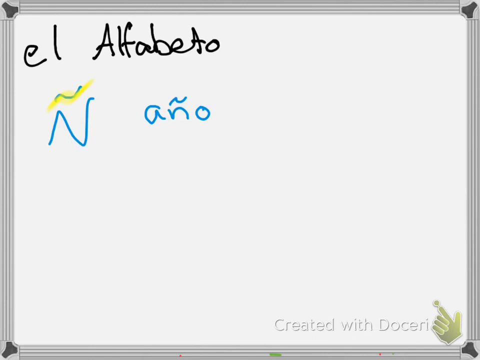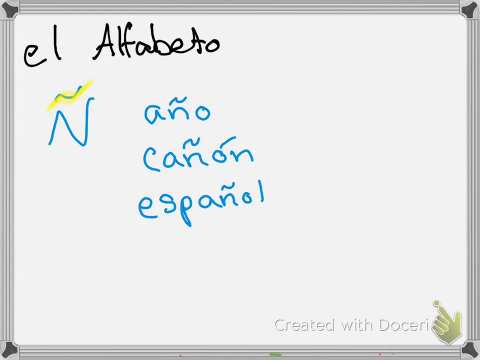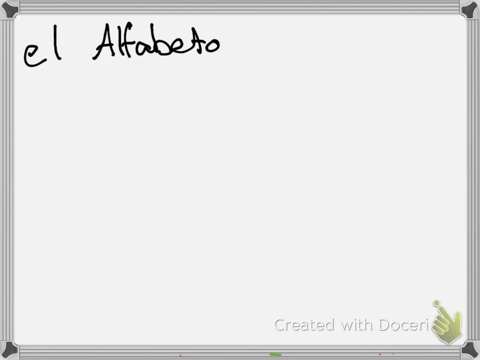Okay. Another example is cañón, which means canyon or cannon. Otro ejemplo que usamos todo el tiempo es simplemente español. Año, cañón, español, ña. Nuestro próximo consonante es la letra V.